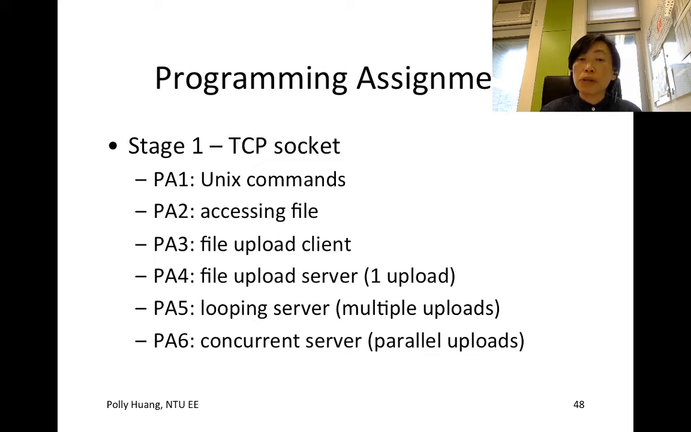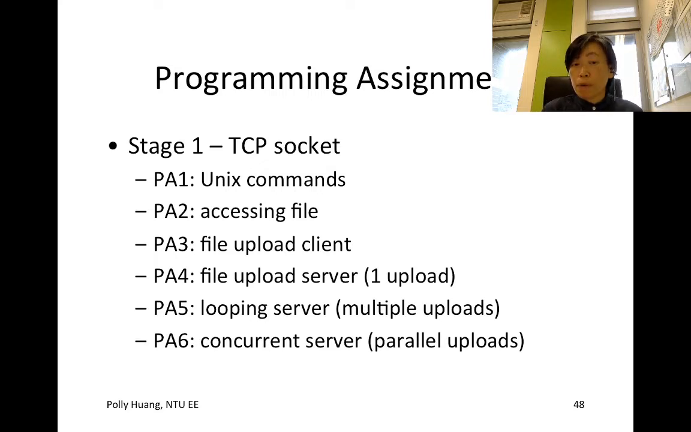PA2, we'll start with Go. This part of the assignment asks you to exercise the file access APIs. How do you read from a physical file? And how do you write a string onto a physical file? So accessing files. Later on in PA3, you'll be writing a client program that uploads the content of a file. So it's a file uploading client essentially.